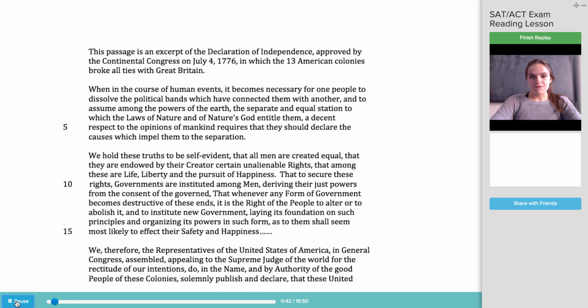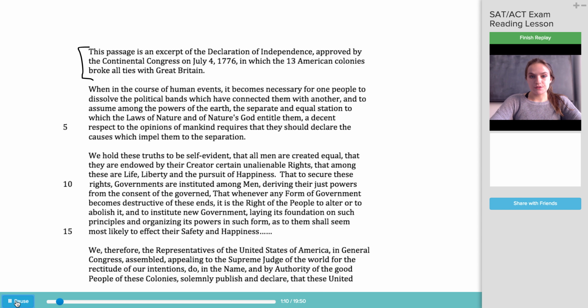So the first thing we do when we read these passages is at the very beginning of every passage, there's an introductory paragraph that gives a little bit of context to what you're about to read. So in this case, the passage is an excerpt of the Declaration of Independence approved by the Continental Congress on July 4th, 1786, in which the 13 American colonies broke all ties with Great Britain.